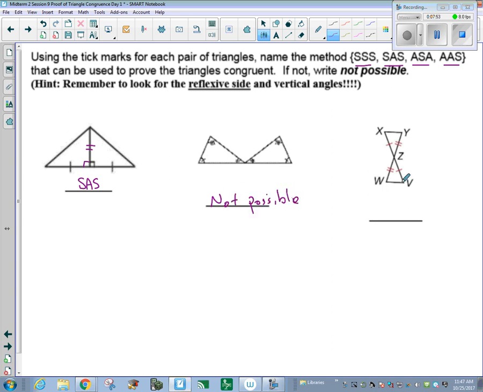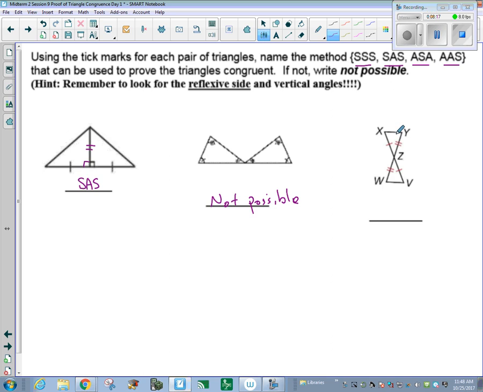And finally, we have the last one down here. We've got 2 pairs of sides. So with 2 pairs of sides, angle, angle, side is going to be out, and angle, side, angle is out. So I'm down to these 2 situations. I've got side, side, side, and side, angle, side. Well, I don't know anything about WV and XY. There is no information given about those.